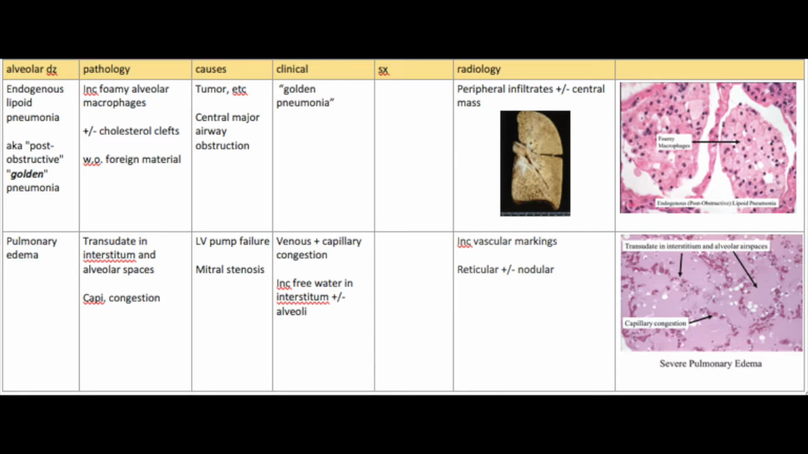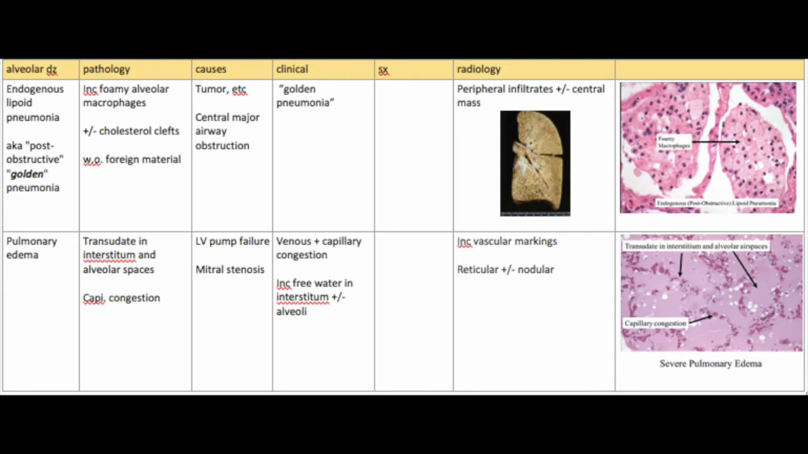So next, we are going to go on to discuss pulmonary edema. The pathology behind pulmonary edema is just transudate from the capillary walls into the interstitium and alveolar spaces. And you're going to see capillary congestion. So how would you get capillary congestion? How are you going to get a lot of fluid in the capillary, you ask? It's going to be due to left ventricular pump failure. If the pump is not functioning as effectively, then you may have backflow of fluid and blood into the capillary, and that's going to lead to capillary congestion.